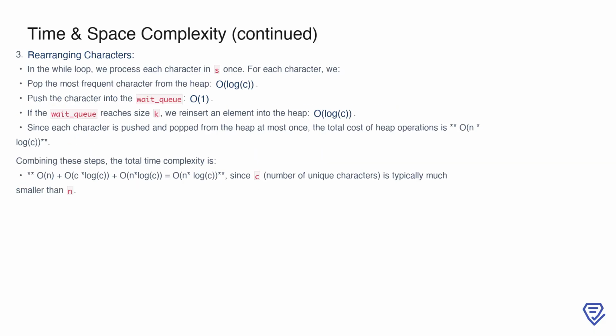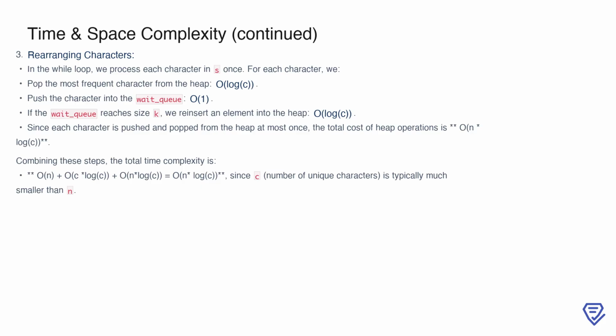The next critical step involves rearranging the characters to meet the k-distance condition. Here, we process each character in the string within a while loop. For each iteration, we pop the most frequent character from the heap, which takes O(log c), and push it into a temporary wait_q, an O(1) operation. If the wait_q reaches size k, we reinsert its front element into the heap, incurring another O(log c) for the heap operation. Since every character is pushed and popped from the heap at most once, the total cost of all heap operations in this step is O(n * log c).